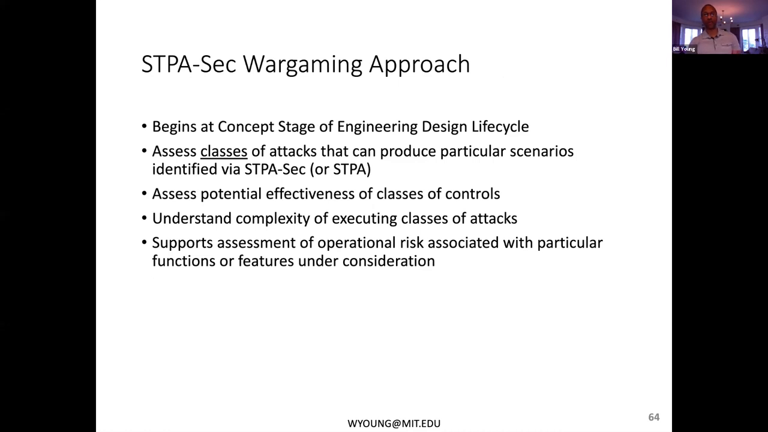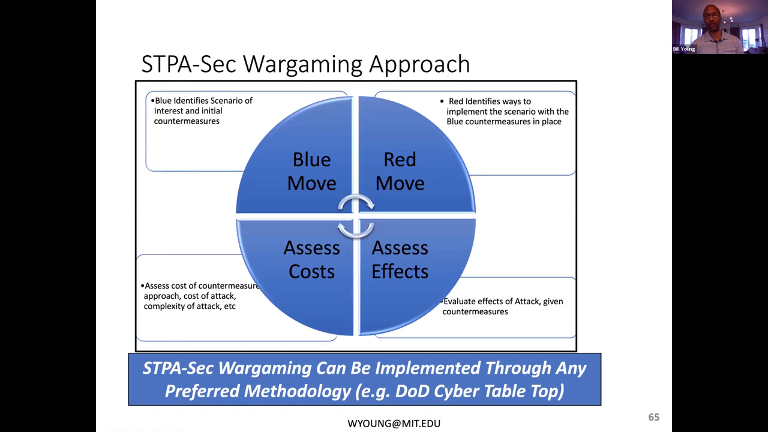All right, so here's how we're gonna do it. Last 30 minutes, we're gonna use everything we've done. We're gonna start at the concept stage. We're gonna use classes of attacks. We're gonna talk about the effectiveness of classes of controls, and it's gonna let us understand how hard it would be to actually implement an attack from a holistic perspective. But we can use all this to actually have much richer discussions about operational risk.